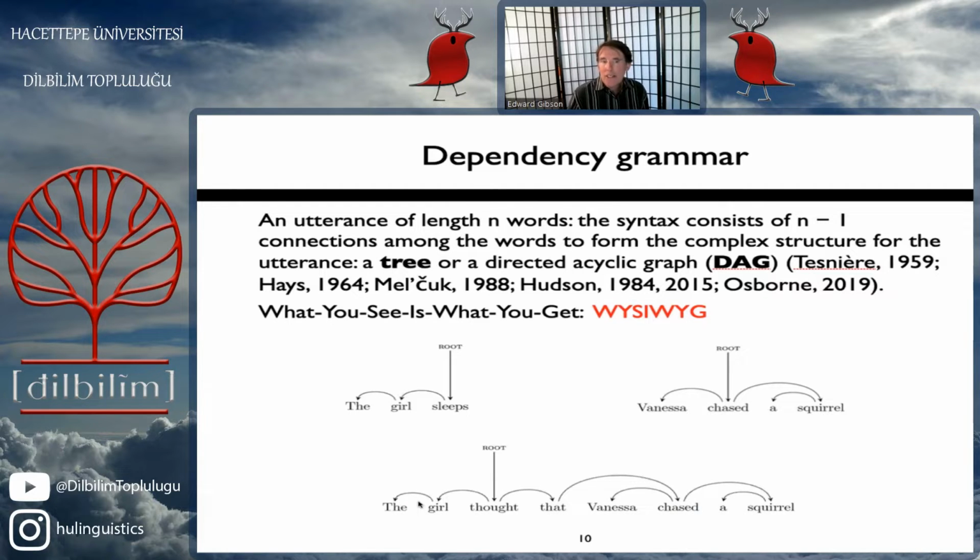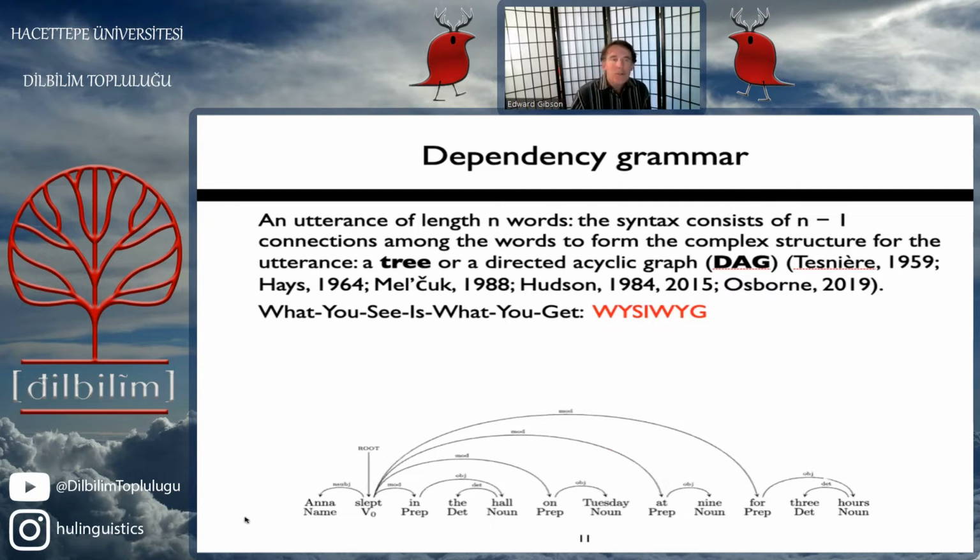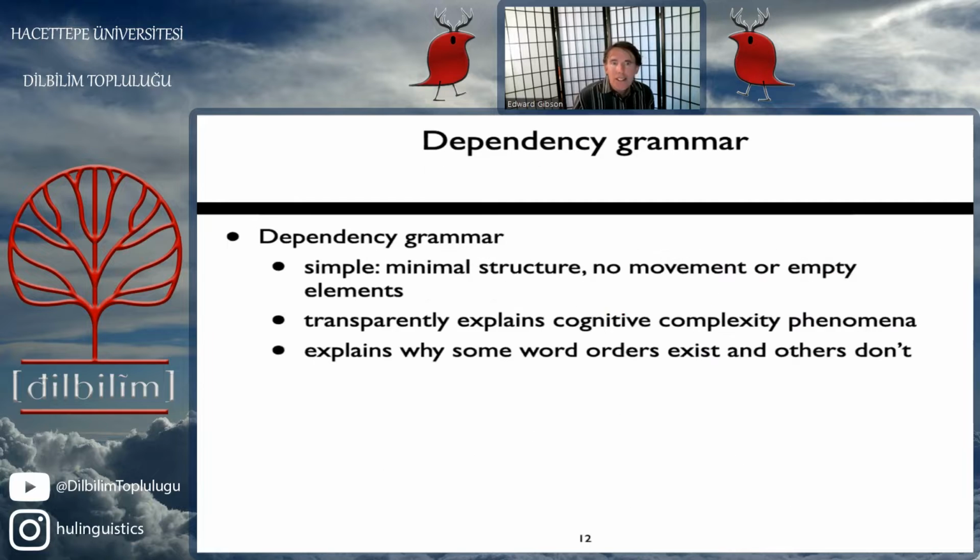Here's a more complicated sentence: The girl thought that Vanessa chased a squirrel. The point I'm making here is that it's a very simple representation of a long sentence. For all the words in a sentence, there's just one link to link each word somewhere in that sentence. And so that sentence that I had before, which was phrase structure, here it is in dependency grammar. It's just a bunch of dependents on "slept." So: Anna slept in the hall on Tuesday at 9 o'clock for 3 hours. Maybe it's a very simple formalism, but that doesn't mean it's right.